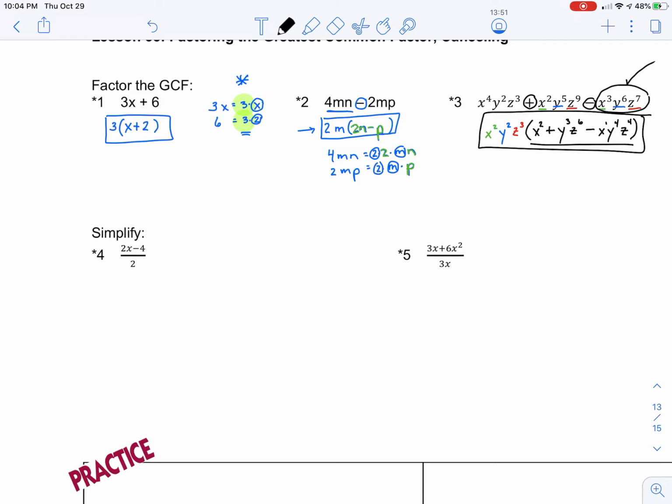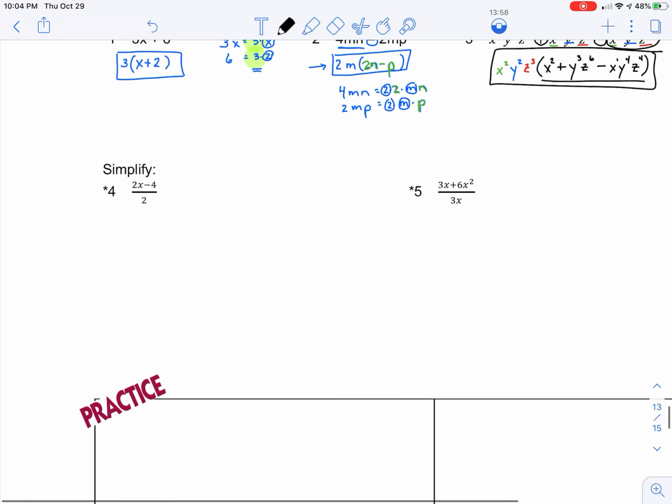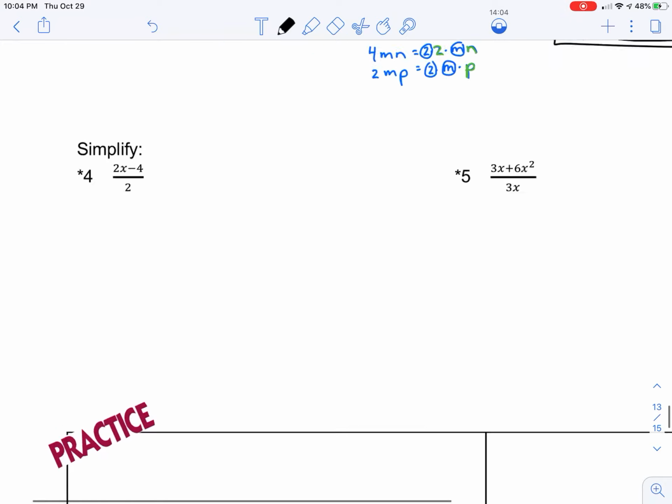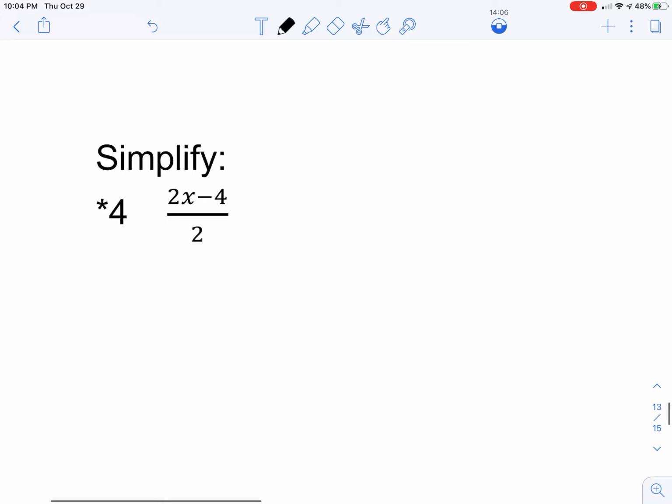Second part of this is how do we use this now to simplify another type of problem? We factored out the greatest common factor in the first 3 up there. Now the next 2, what we want to do is simplify this 2x minus 4 over 2. So we're going to actually factor out the greatest common factor. So what is the greatest common factor of 2x and 4? Well, it looks like they both have a 2, don't they?